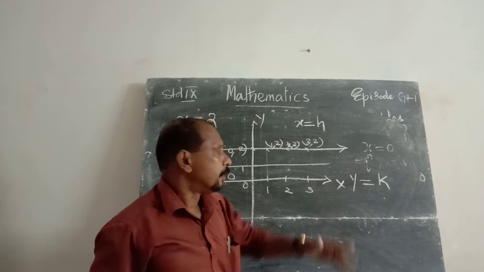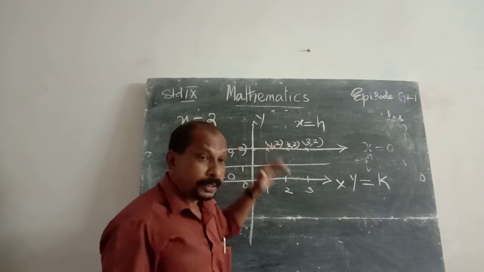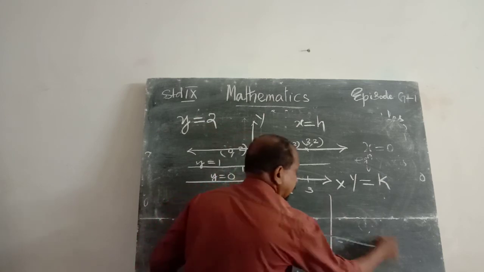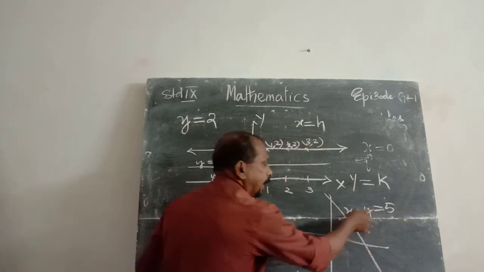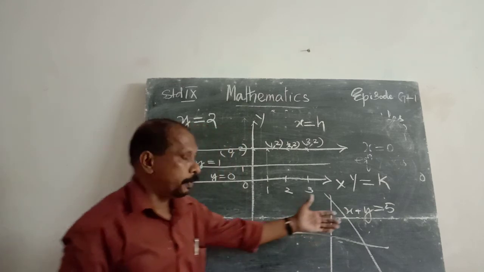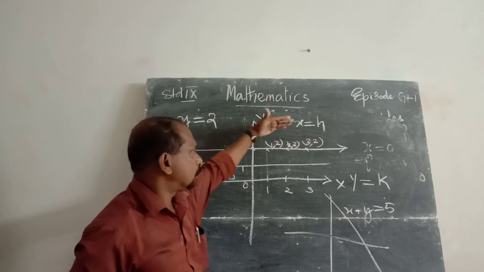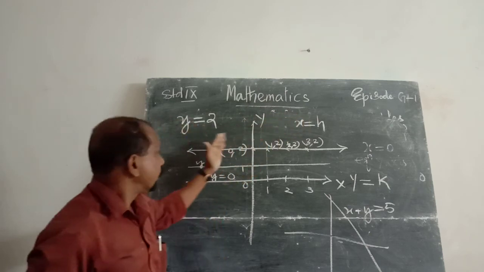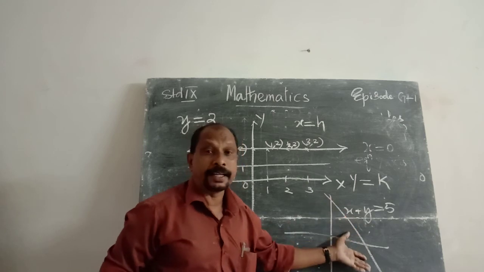There is only one variable, y. It is a horizontal line. But we know the other case, that is x plus y is equal to 5. That is, x and y are related. There are two variables, therefore that is an inclined line. Therefore this one is a vertical line, this one is a horizontal line, and this one is an inclined line.